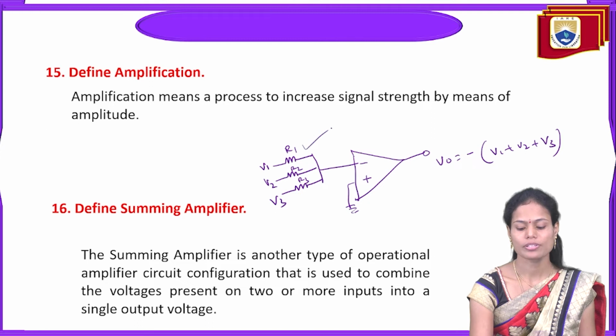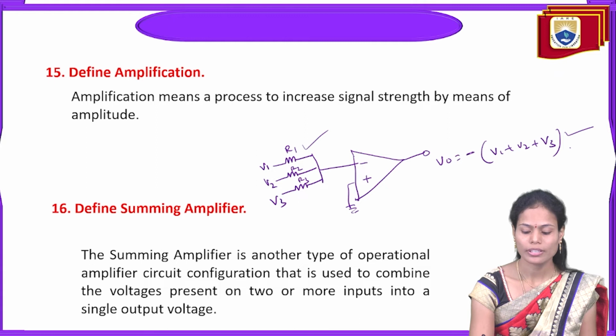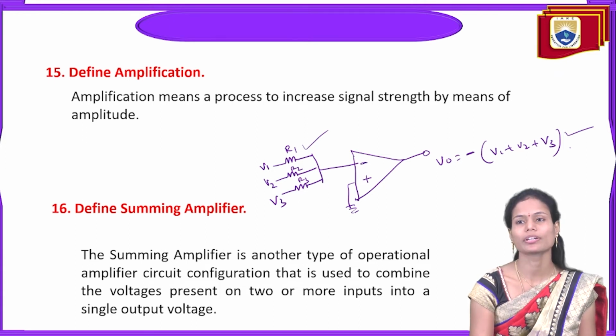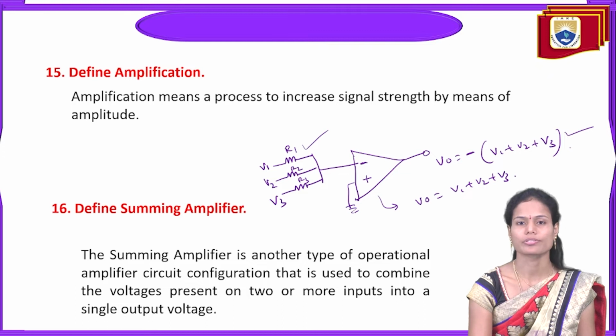So the resistance values also we need to consider here. But what is the output we are getting? That is the inverse of V1 plus V2 plus V3. Why we are getting a negative sign is because I am applying the input voltages to the inverting terminal. That's why it is minus of the sum of all the applied voltages. Or else if we connect them to the non-inverting terminal, we will get the output equal to the sum of all the applied voltages.